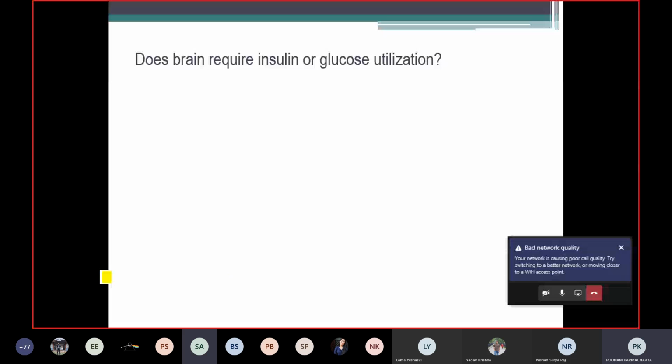The brain does not require insulin for glucose utilization because it does not contain GLUT4 receptors. It has GLUT1, which does not require insulin for the entry of glucose into the brain cells, right? So the brain generally does not require insulin for glucose utilization because the glucose transporter is different in the brain, and it is not under the influence of insulin, right? But there is one particular area in the brain which requires insulin for glucose utilization, and that area is the ventromedial nucleus.